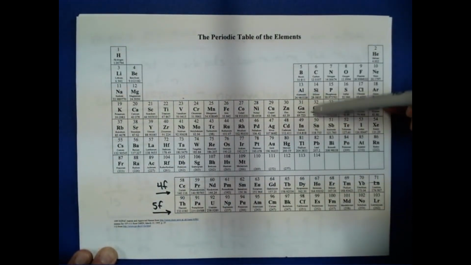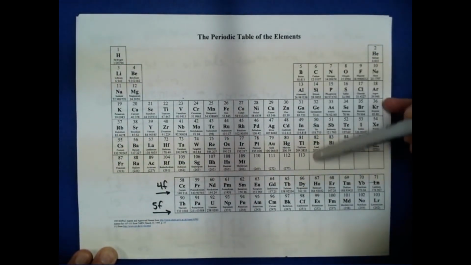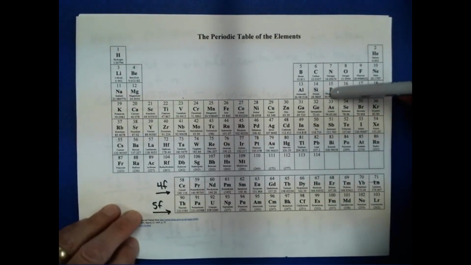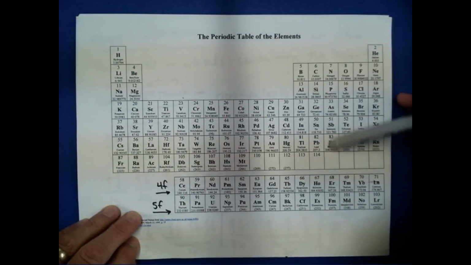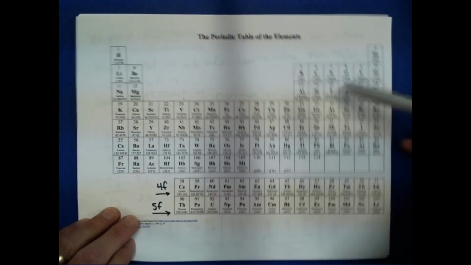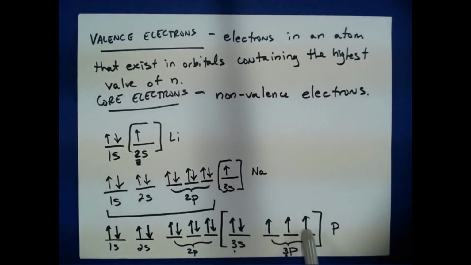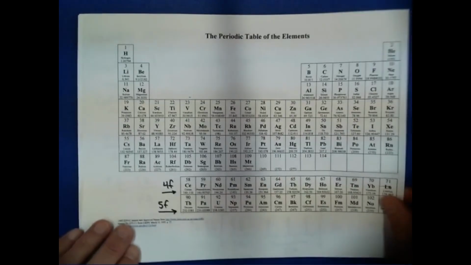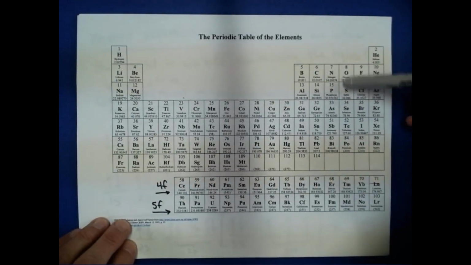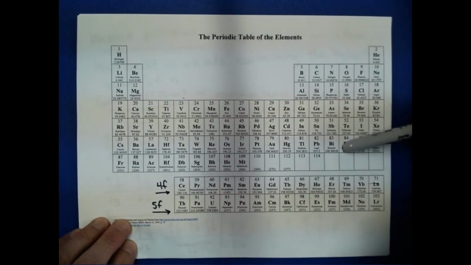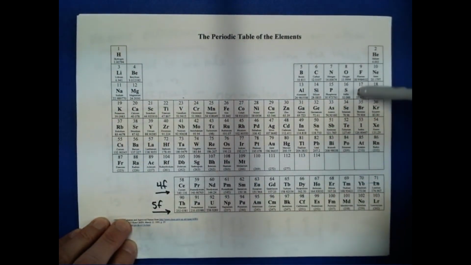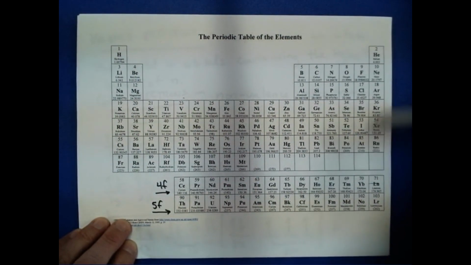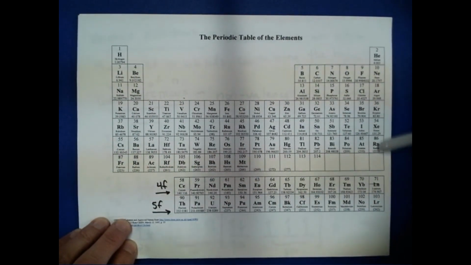All the elements in carbon's family have 4 valence electrons. All the elements in nitrogen's family have 5 valence electrons, which we just showed for phosphorus. 1, 2, 3, 4, 5. All the atoms in oxygen's family have 6 valence electrons. All the atoms in the halogens, fluorine, chlorine, bromine, iodine, and astatine, all of these have 7 valence electrons. And all the elements in the noble gases, except for helium, have 8 valence electrons.